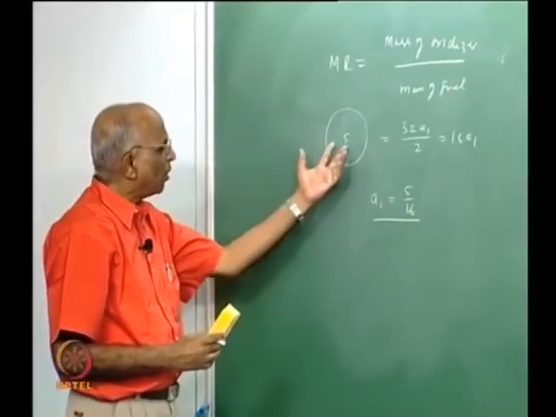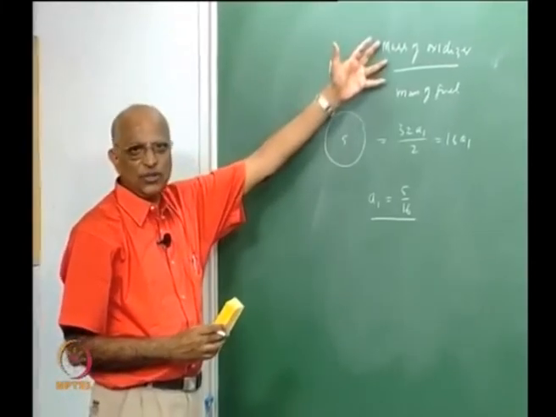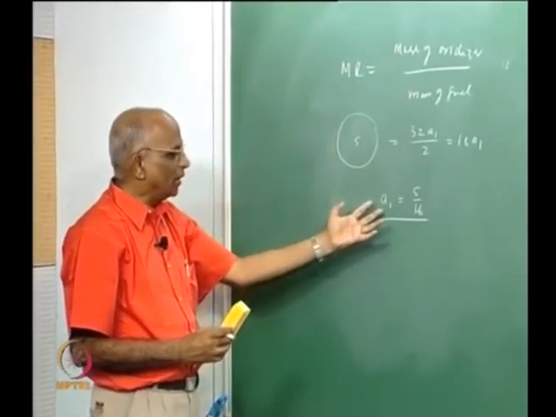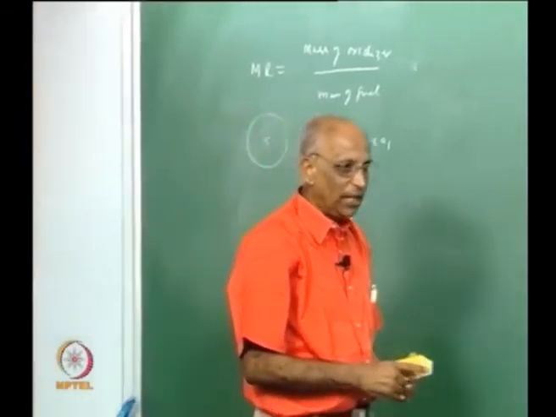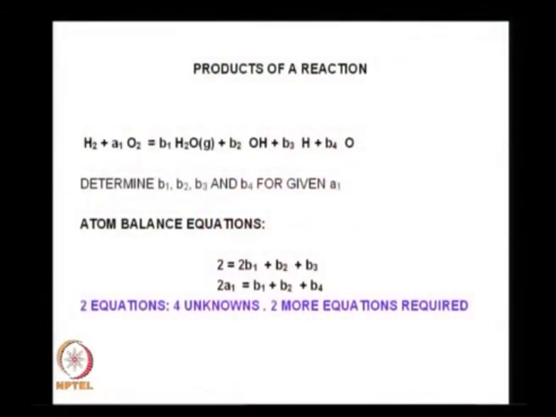That means in any rocket we must be told what is the mass of oxidizer to the mass of fuel, and accordingly I choose the value of A1. Therefore, A1 is known, and what is it you have to find out? You have to find out in the products what are the moles of B1, B2, B3 and B4. Therefore, we would like to find out for a given value of A1. Therefore, immediately I say, hey, this problem is quite simple. I know I have H2, I have O2, therefore, I have the atom balance equations. I have 2 of hydrogen, 2 of H, and therefore, I have 2 B1 plus B2 here plus B3.